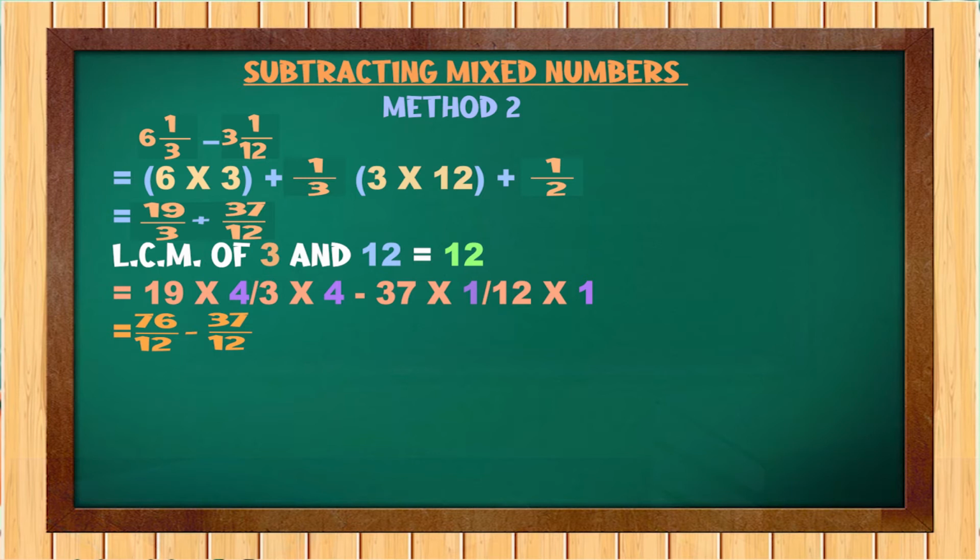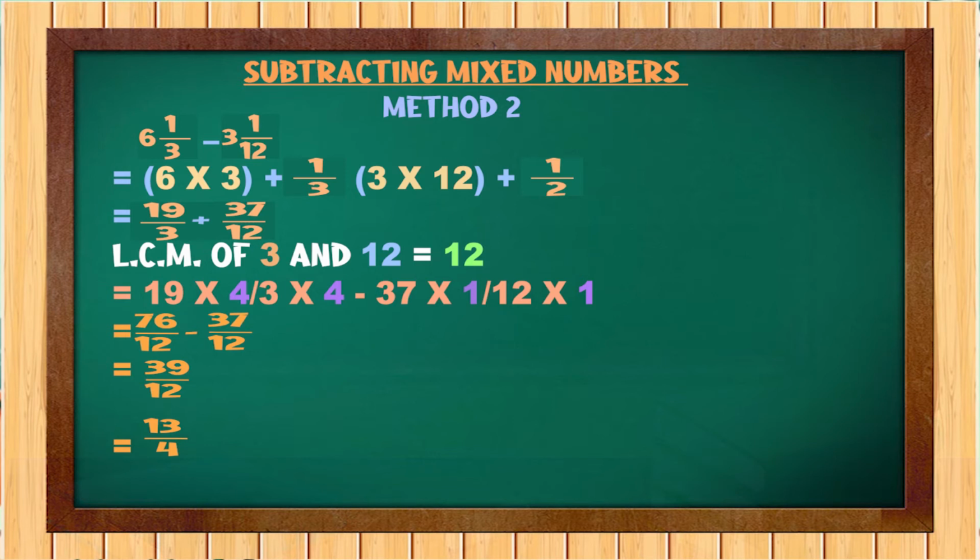Now it's safe for us to subtract because both of those fractions have the same denominator. So we're going to subtract 76 from 37. That would give us 39/12. Therefore, the fraction now becomes 39/12. Now, if you look at that value, 39/12, you would notice that the numerator is bigger than the denominator, and it can be reduced further. So reducing 39/12, that fraction will become 13/4.